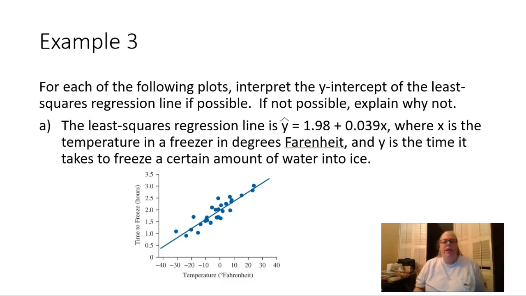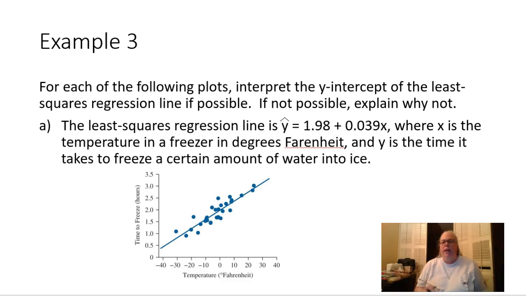Example 3, for each of the following plots, interpret the y-intercept of the least squares regression line if possible. If not possible, explain why not. Part A, the least squares regression line is y hat is equal to 1.98 plus 0.039x, where x is the temperature in a freezer in degrees Fahrenheit, and y is the time it takes to freeze a certain amount of water into ice.